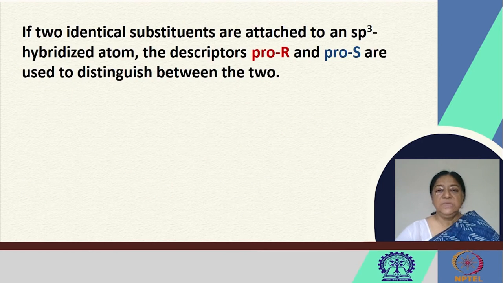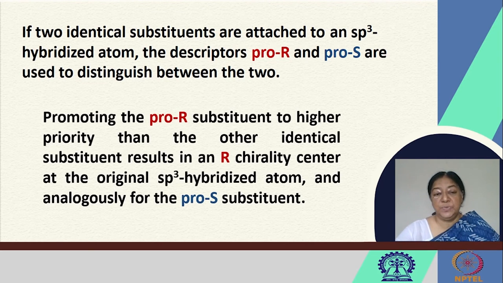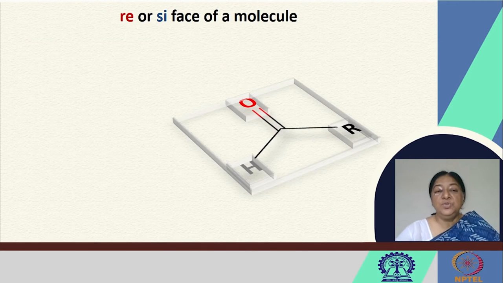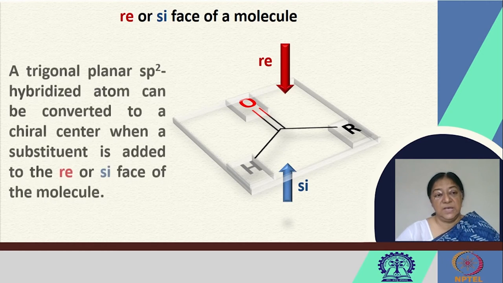Now, if we have two identical substituents that are attached to an sp3 hybridized carbon atom, the descriptors pro-R and pro-S are used to distinguish between these two. Now, promoting the pro-R substituent to higher priority than the other identical substituent gives us R chirality, as we saw, and similarly, we can do it for the S one. Now, we can have two faces of the molecule. We can have the Re face or the Si face.